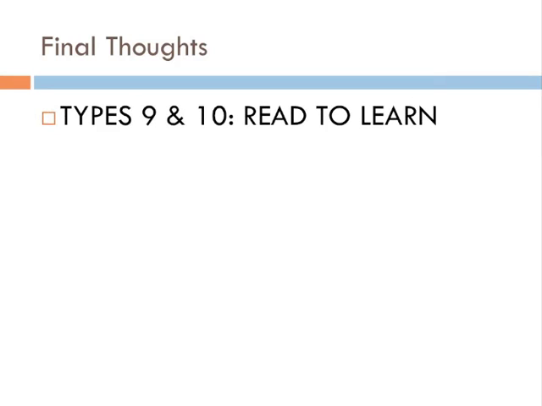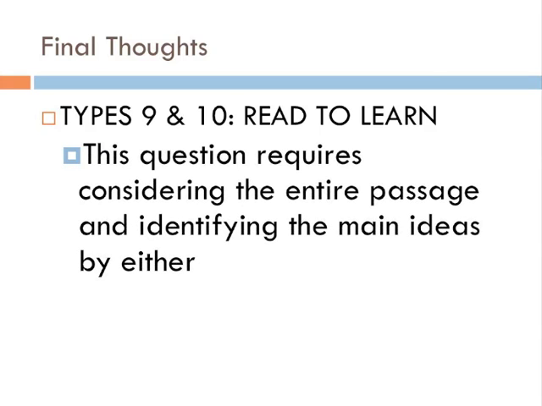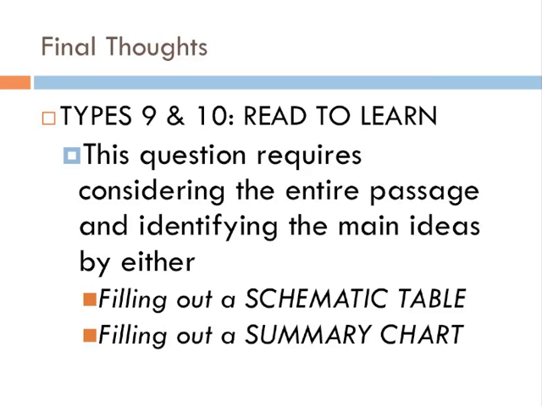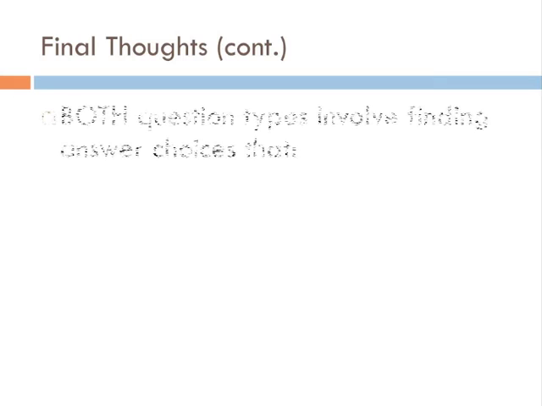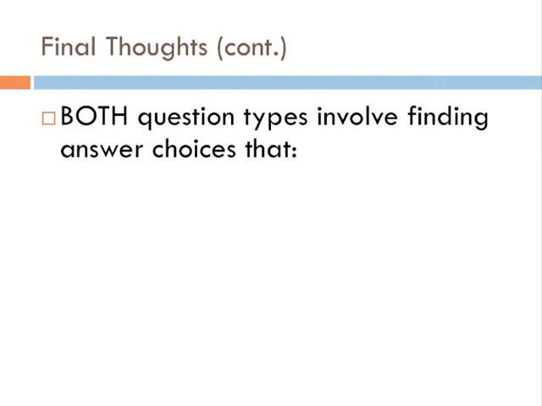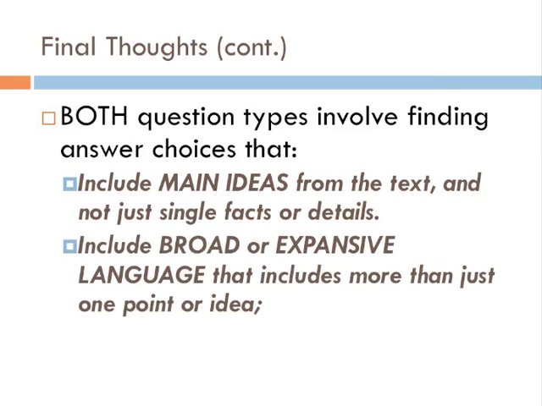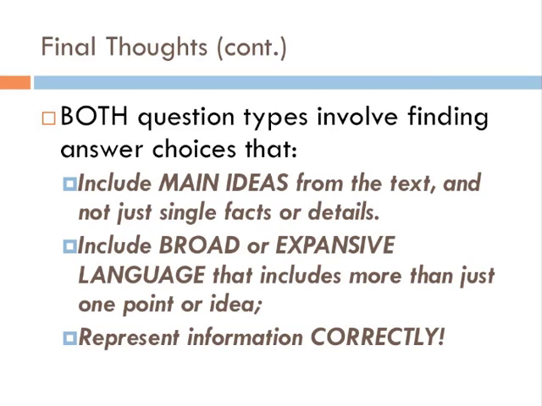So our final thoughts for question types 9 and 10, the read to learn question. This question requires considering the entire passage and identifying the main ideas by either filling out a schematic table, which we didn't examine in the video, and filling out a summary chart, which we did examine. But you will find that both question types involve answer choices that include main ideas from the text and not just single facts or details. Answer choices that include broad or expansive language that usually includes more than just one point or idea. And of course, answer choices that represent the information correctly. That's always a key.